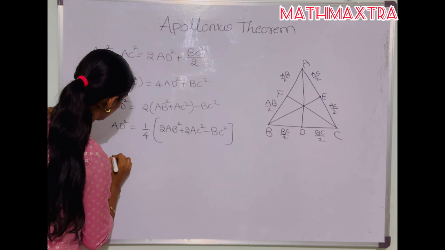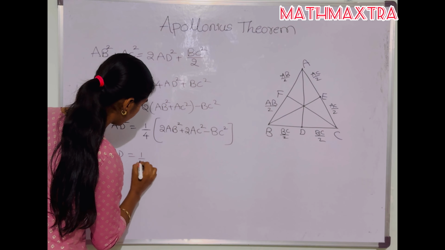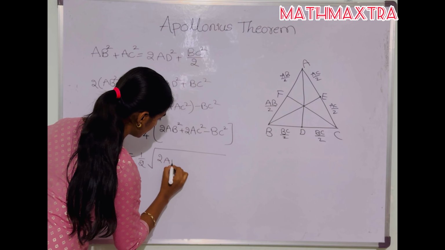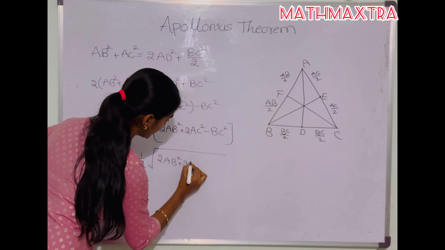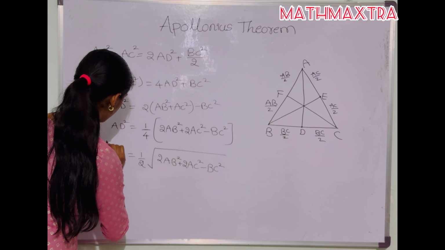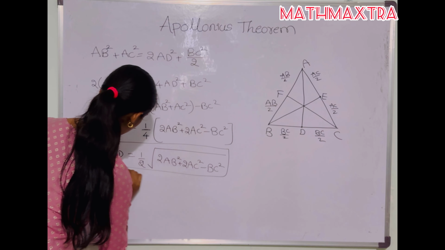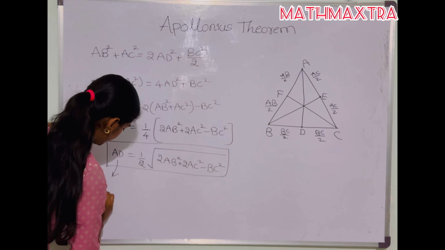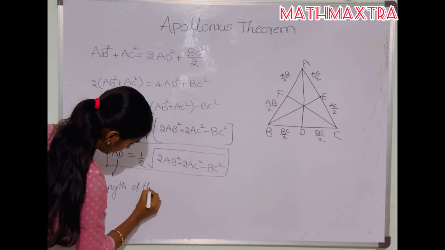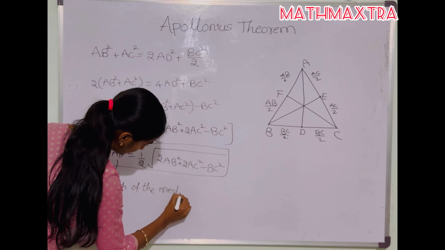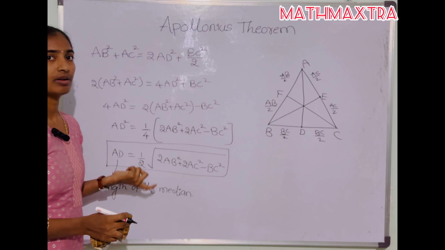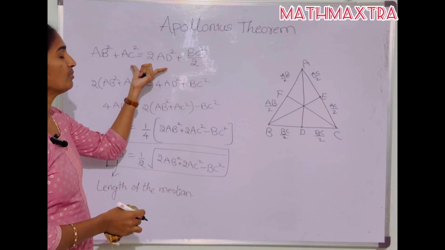So what is AD now? It is nothing but half of the square root of 2 times AB square plus 2 times AC square minus BC square. This is the length of the median. So this is how we can calculate the length of the median from this relation.